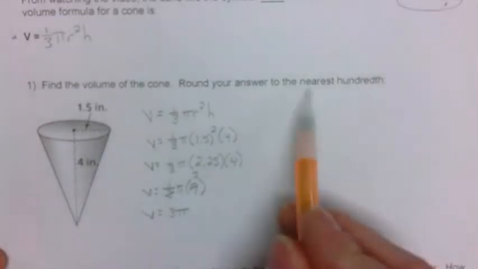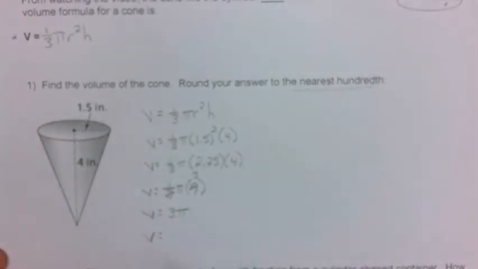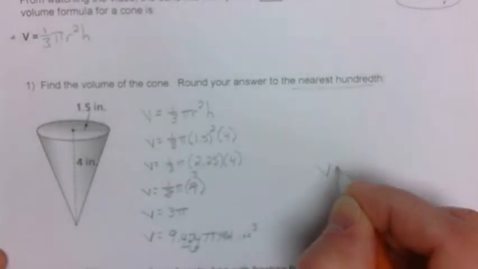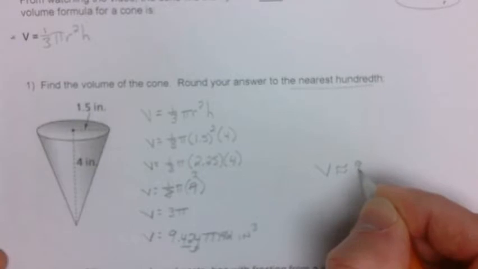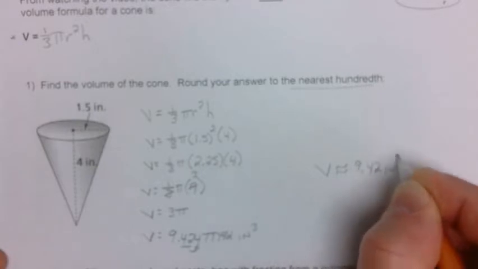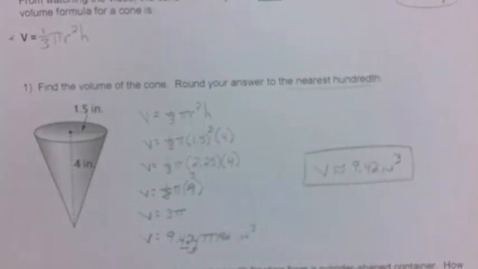But they wanted me to round to the nearest hundredth, so I'm actually going to do the multiplication. If you were to multiply 3 by pi, you're going to end up with 9.424777961, and the units are cubic inches. And now we'll take this number and round it to the nearest hundredth. It looks like 42 hundredths. That 4 is not enough to round this up. So we're going to say that the volume is approximately 9.42 cubic inches.